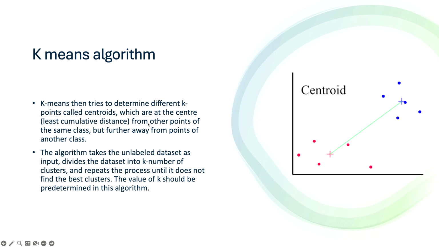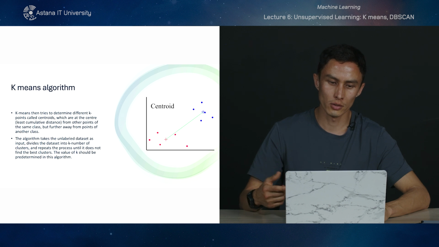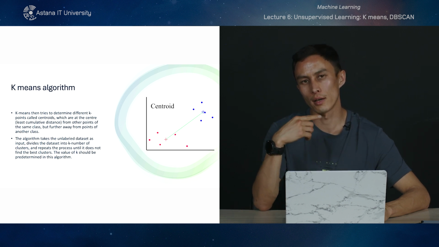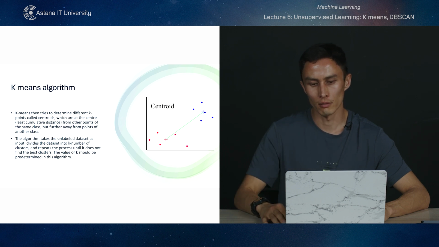Here, as you can see, we choose some centroid, and if the cumulative distance of this data point is less than some threshold, we group it into one cluster. Otherwise, it will be a different cluster. As I mentioned before, this is an iterative process. It iteratively divides the dataset into different clusters until there is no other division left.